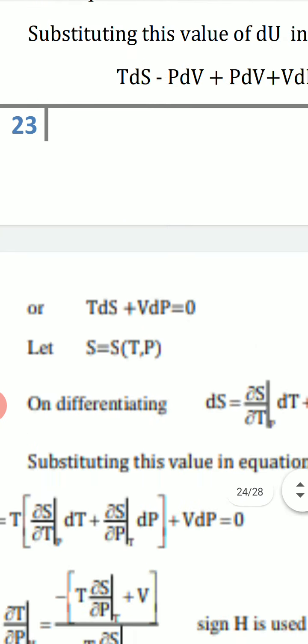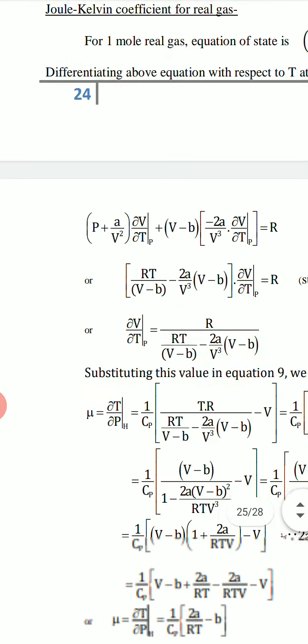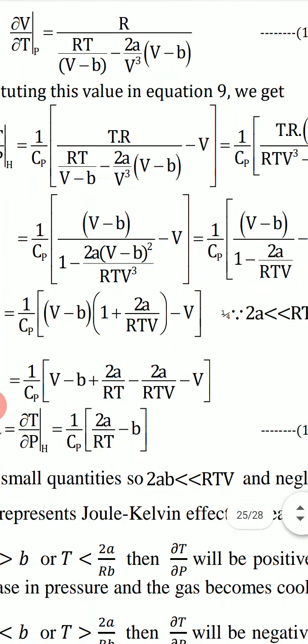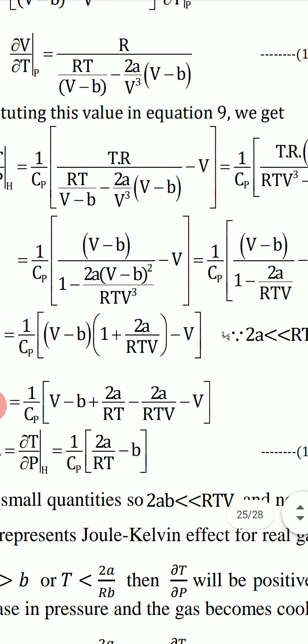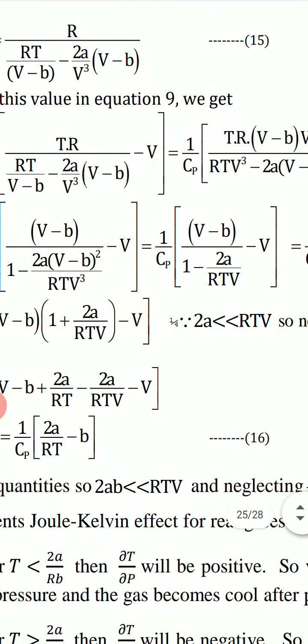This mu is equal to 1 upon Cp into T R upon RT upon V minus B minus 2A upon V cube into V minus B, minus V. It is equal to 1 upon Cp.